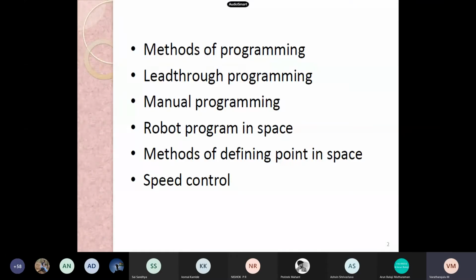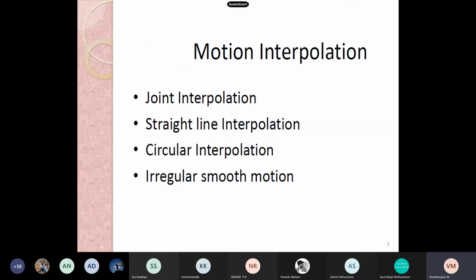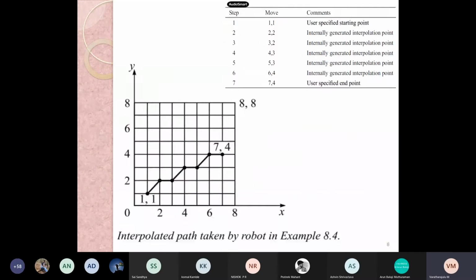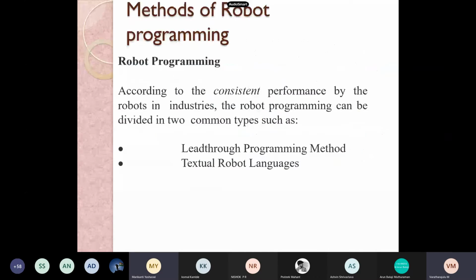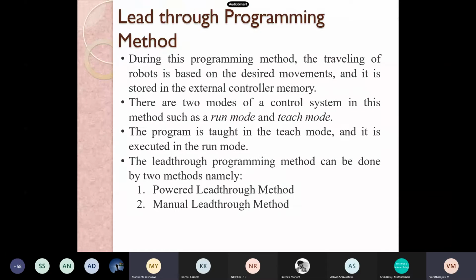Robot programming is accomplished in several ways. Consistent with current industrial practice, we can divide these programming methods into two basic types. One is the lead through method. The other one is the textual robot language. The two major branches of robot programming are lead through and textual language. These are the two types of robot programming.